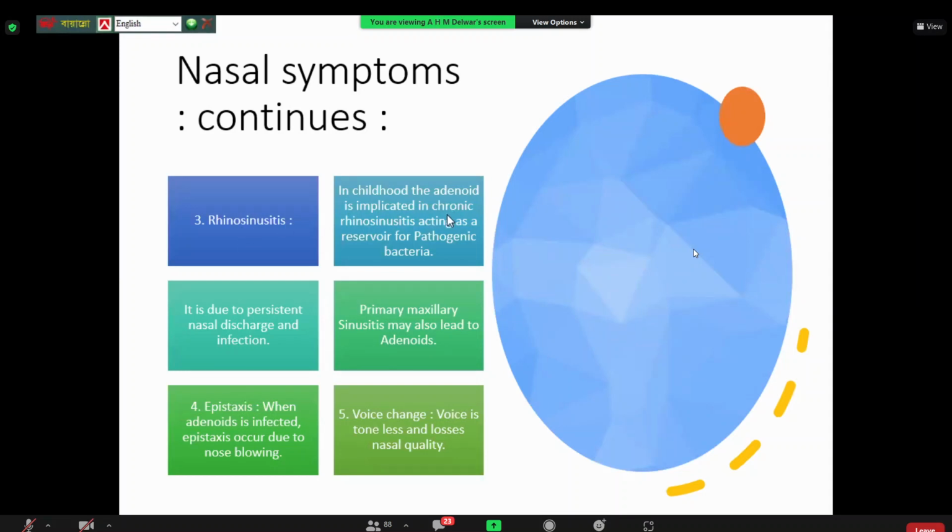In childhood, the adenoid is implicated in chronic rhinosinusitis, acting as a reservoir for pathogenic bacteria. It is due to persistent nasal discharge and infection. Primary maxillary sinusitis may also lead to adenoids. Epistaxis is most important. When the adenoid is infected, it will occur due to nose blowing.